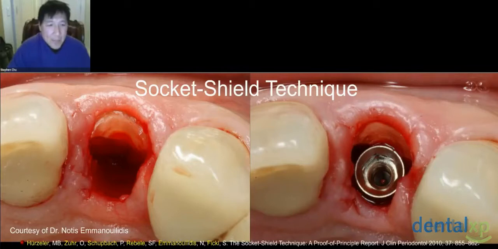So again, Marcus Hössler has reported about this with Notis Emanuelidis and Stefan Fickel. It's a novel concept, but I think there has to be a lot more research and clinical data, as well as histologic data in animals, to really validate this. I know they're working on it, but it's an interesting concept. The reason why I'm bringing it up is that you should be aware of present concepts associated with preventing this buccolingual dimensional change.